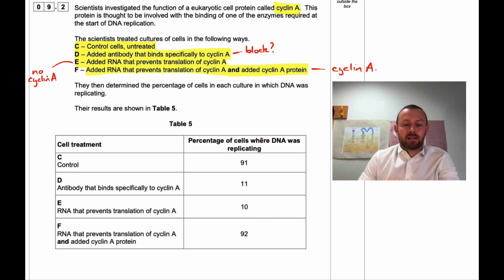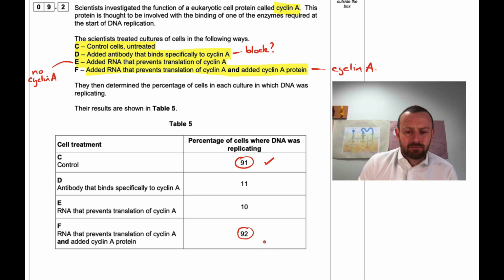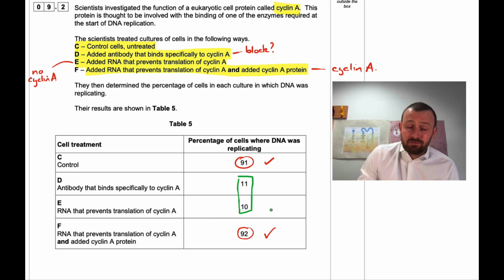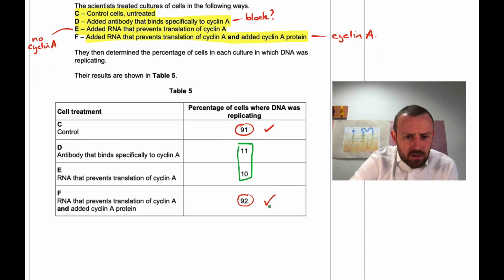Okay, well the first thing I'm noticing, control, 91%, that's our baseline. And that is very much the same as F. So when you blocked cyclin A production but then added more cyclin A, essentially that gets you right back to the control state. What about these? Either of these two messed up DNA replication. Both of these are massively reduced. So if you have the antibody that blocks maybe the binding site of cyclin A, and if you prevent the translation of cyclin A, you have less DNA replication. Okay, so far so good. Seems kind of straightforward so far.